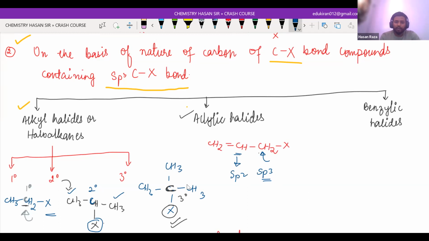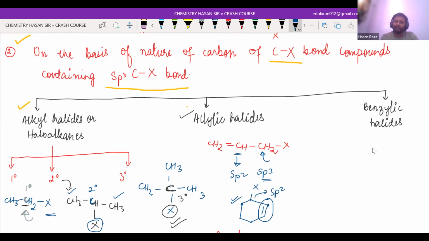Is that clear? You can also take an example. You just need to check the bond of the carbon to which X is connected, and after that check the adjacent carbon, and it should be doubly bonded. So here it is not an allylic part, but here it is an allylic group, that represents this is an allylic halide.